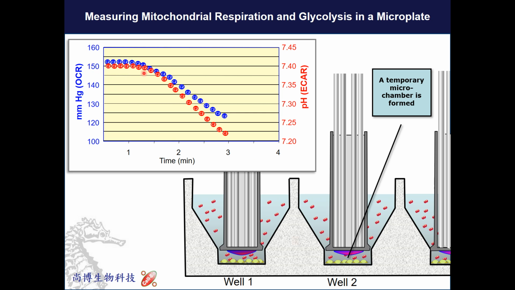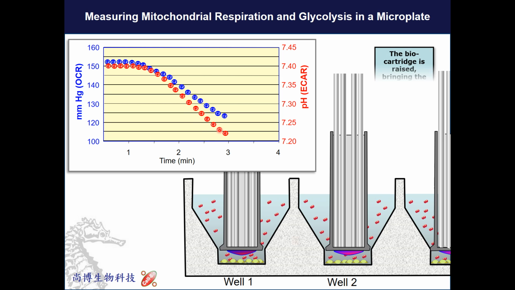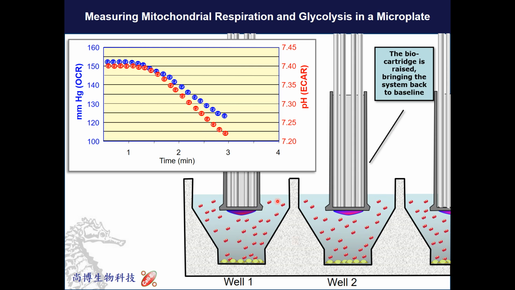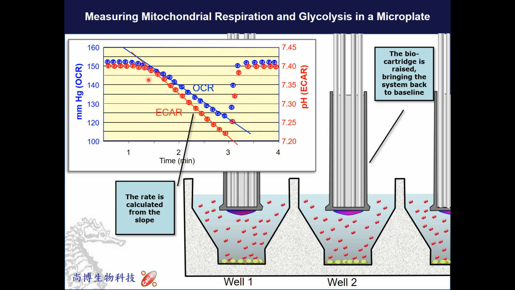Then for 3 minutes. Then we will raise our cartridge and do the mixing by going up and down to bring the environment around the cell back to the original condition. So the computer will measure the change of the oxygen, translate to OCA, and then measure the change of the pH to translate to ECA.